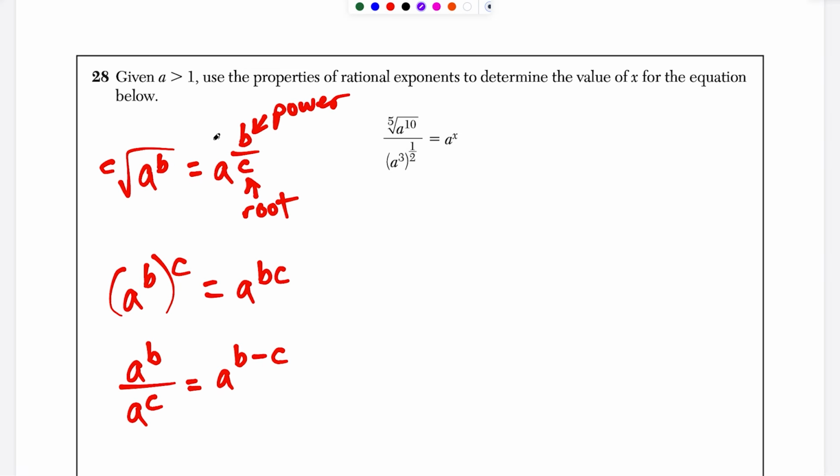So first I'll use that power over root concept. So I'm going to rewrite this up here, the 5th root of a to the 10th, as a to the power 10 over the root 5. And then for the next part here, in the denominator, I'm going to write this part here as a to the, I'm using the second property, I'm going to do 3 times a half. I'm going to write this as a to the 3 over 2. Okay, and we'll just make this a little bit neater. So we have a to the 3 over 2 like this. And now this is all equal to a to the x. Okay, so this is equal to a to the x power.